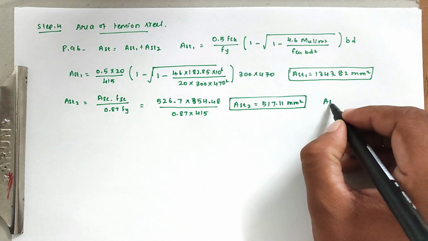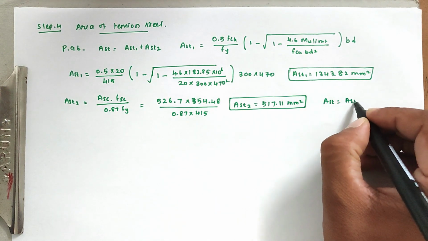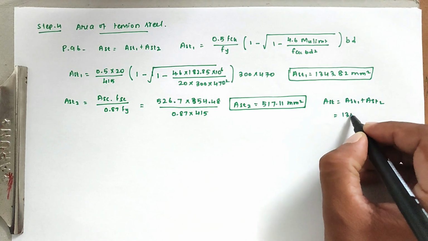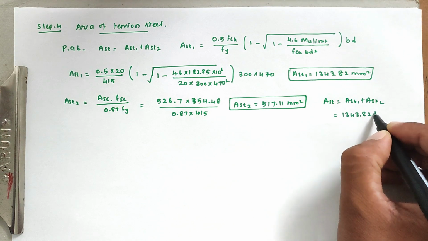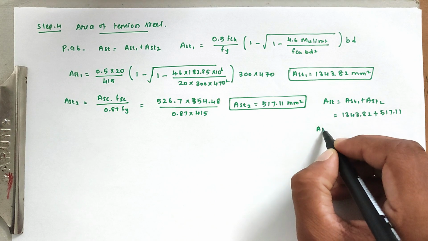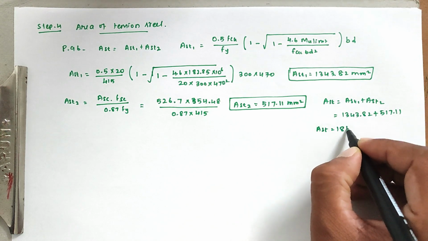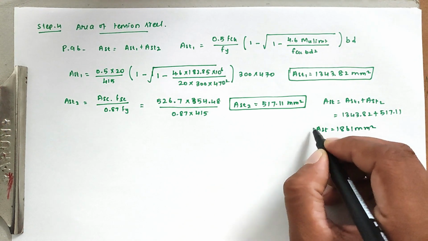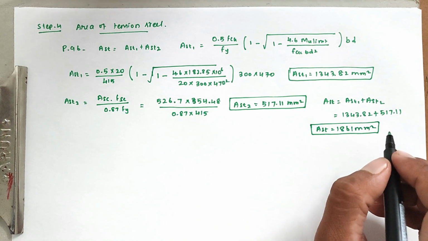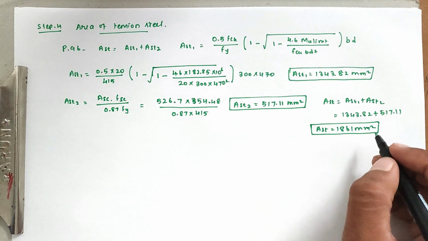So now AST equal to AST1 plus AST2. So now AST1 is 1343.82, then AST2 is 517.11. So now we got the value of AST equal to 1861 mm square. Okay, so now the tension steel reinforcement area is what we found out.